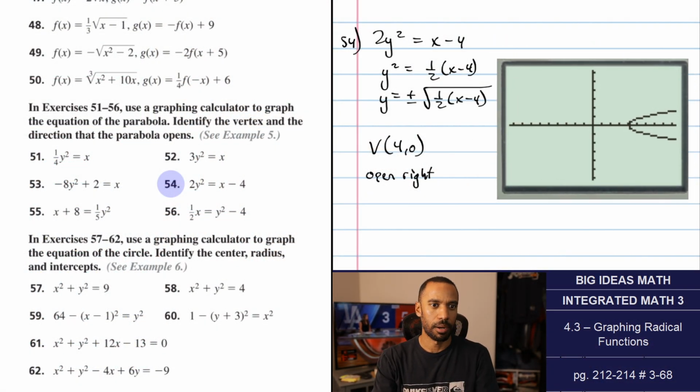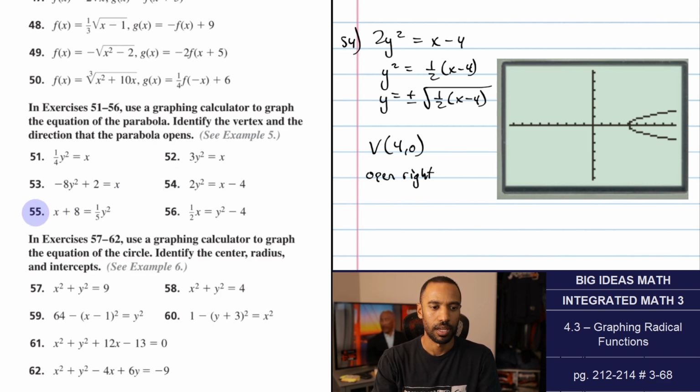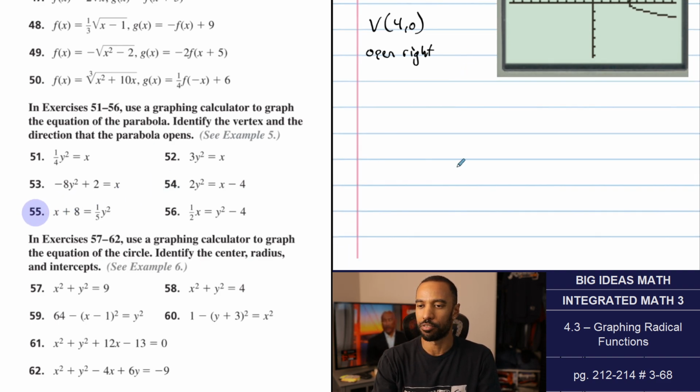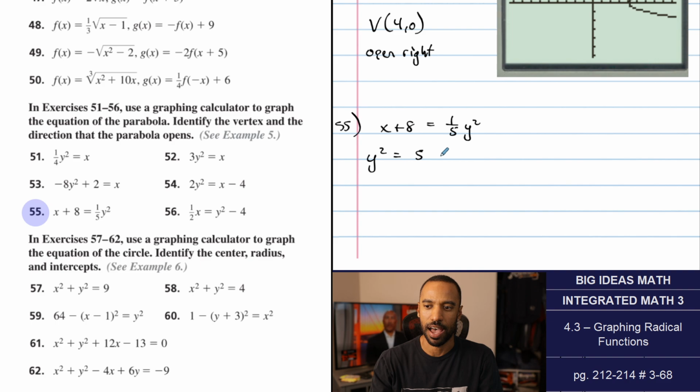All right, 2 more. Number 55. x plus 8 equals 1/5 y squared. We have to multiply both sides by 5. I'm going to put the y squared on this side. That's 5x plus 40, but once again, if you were going into an actual graphing form, I'd actually prefer it factored on the outside anyway.